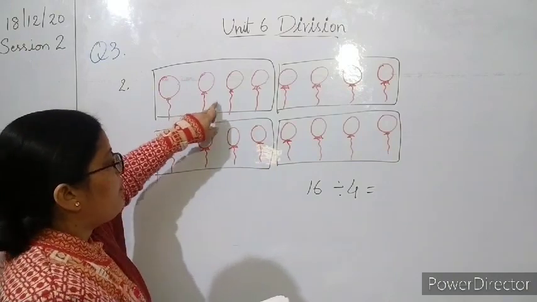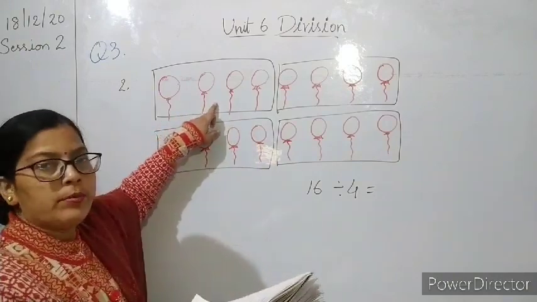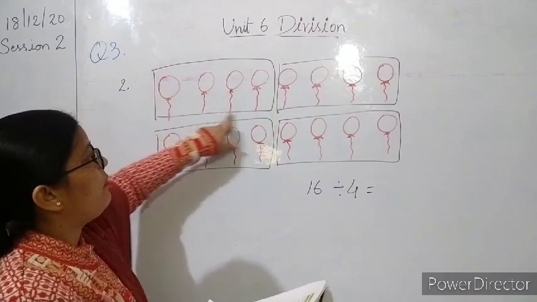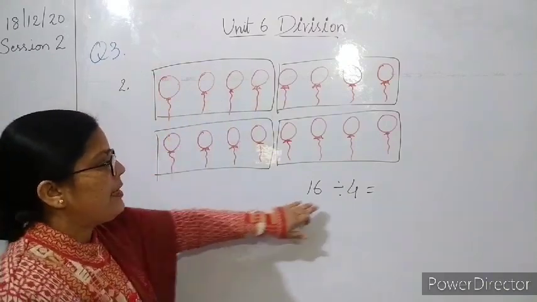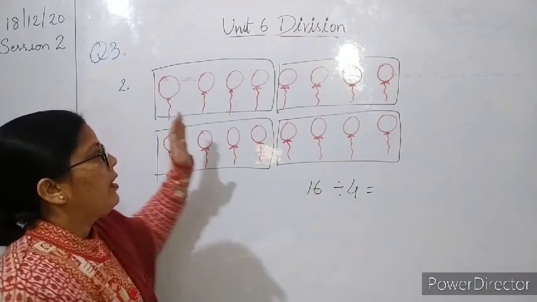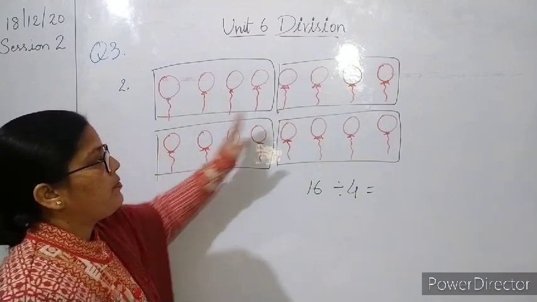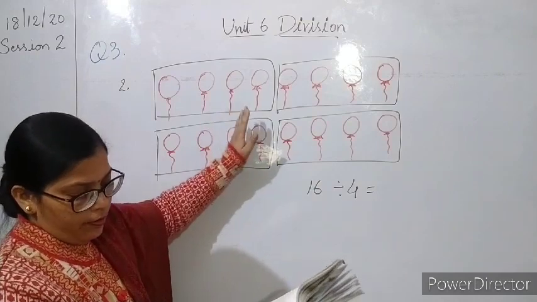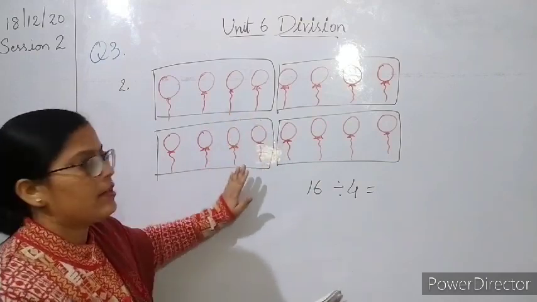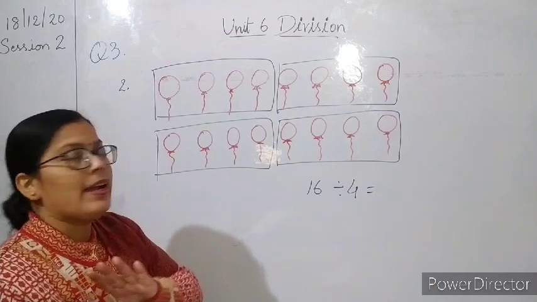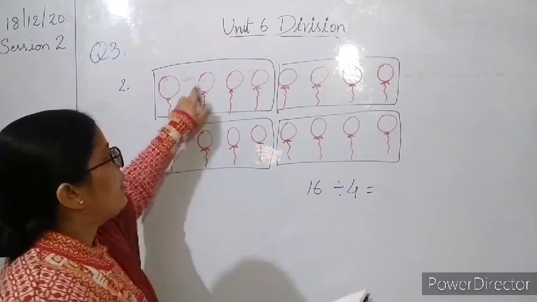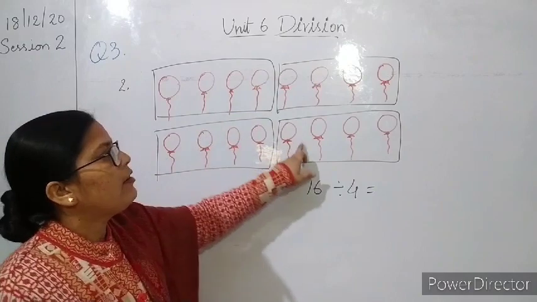Now here you have to make groups of 4. So in one group I have taken 4 balloons. Now, 16 divided by 4. The groups which are made are the number of kids, so 4 kids. Now how many balloons will each kid get? Each child will get 1, 2, 3 and 4.